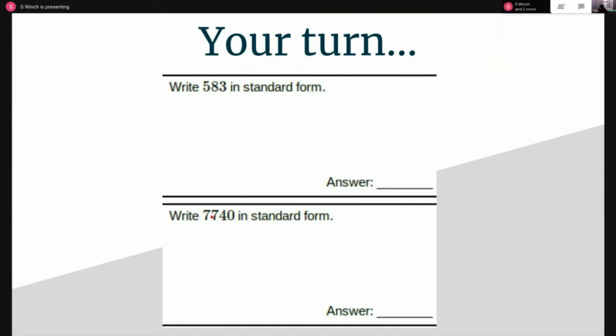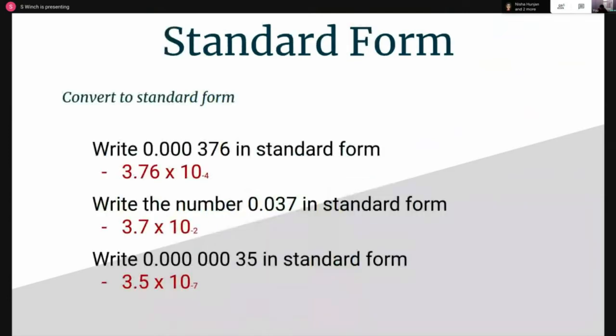5.83 times 10 to the power of 2. Next one, 7,740. Decimal point would go here, and the first part of your answer will be 7.74. And you're just going to move the decimal point once, twice, 3 times. So the answer would be 7.74 times 10 to the power of 3, or as we know it, 10 cubed. Okay, so that's how to convert to standard form.